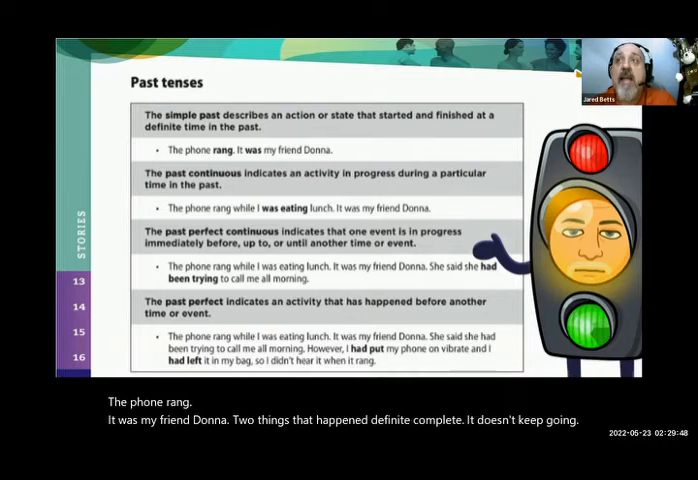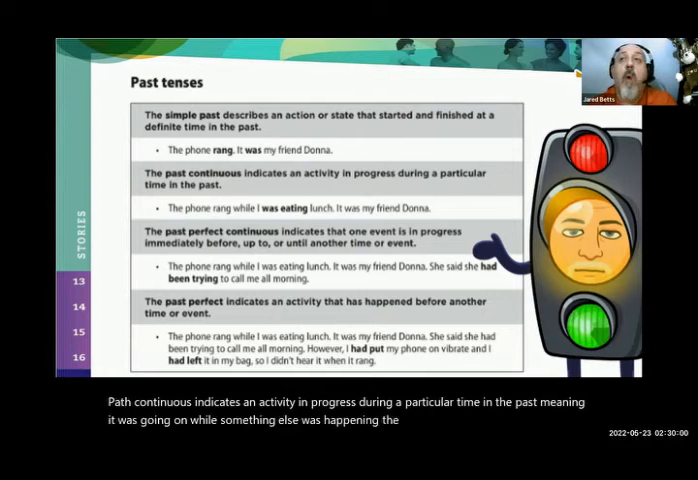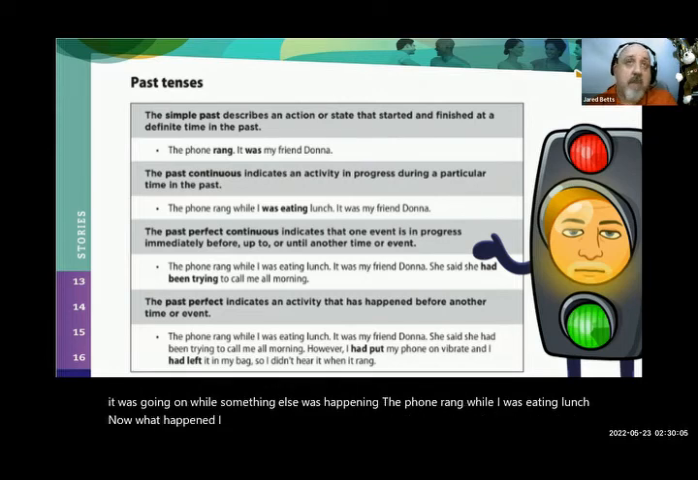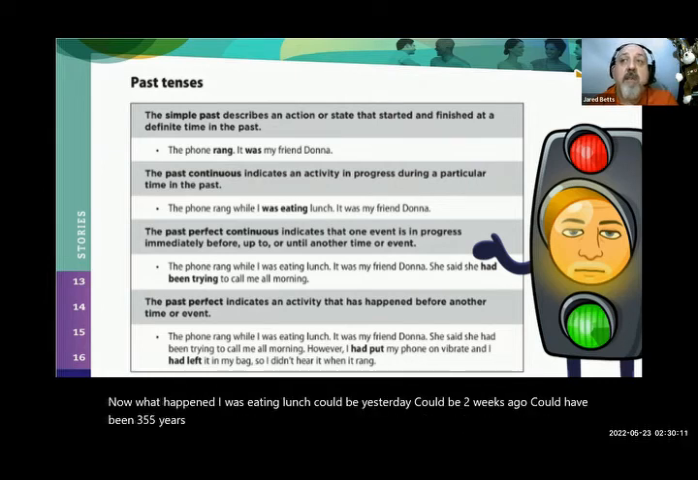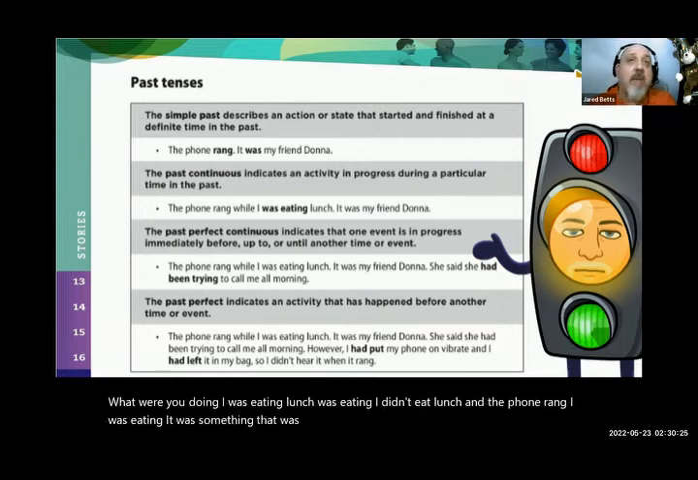Past continuous indicates an activity in progress during a particular time in the past, meaning it was going on while something else was happening. The phone rang while I was eating lunch. Now, what happened? I was eating lunch. Could be yesterday, could be two weeks ago, could have been 355 years ago. But the phone rang. Ring, ring, ring, ring. What were you doing? I was eating lunch, was eating. I didn't eat lunch and the phone rang. I was eating. It was something that was happening in the past and kept going. I started eating. I'm still eating. Was eating.